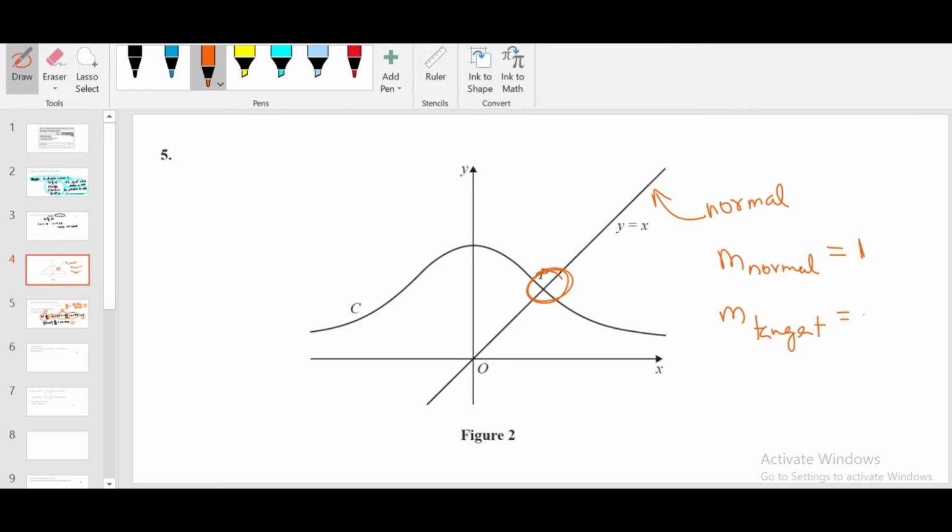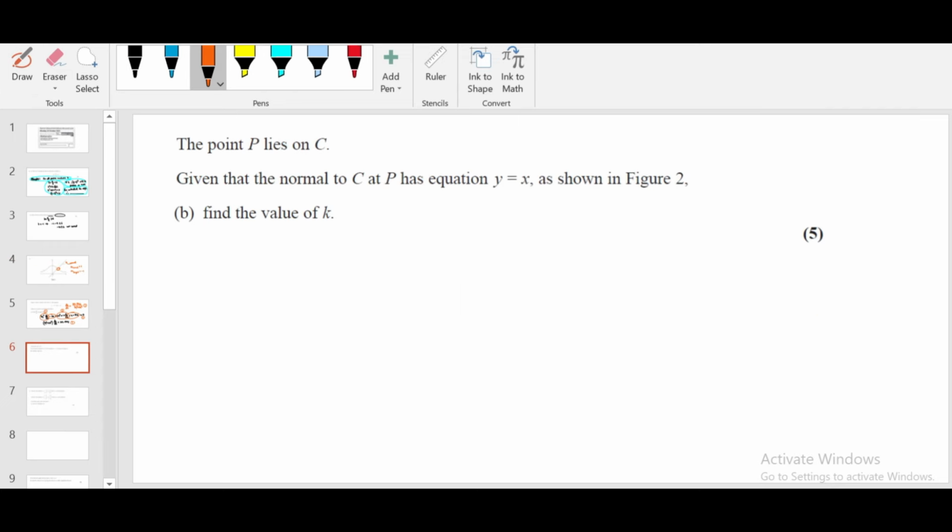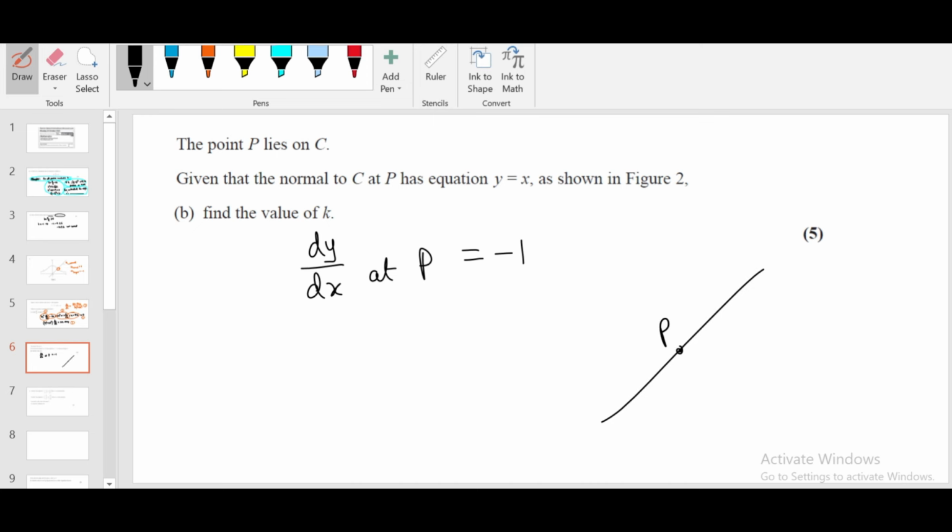Negative reciprocal of this, -1, right? The slope of the tangent is -1. What does that mean? The dy by dx at the point P is equal to -1, right? So if you look, the point P lies on the line y is equal to x. So you take any point, the x coordinate and the y coordinate will be the same. So y will also be x.